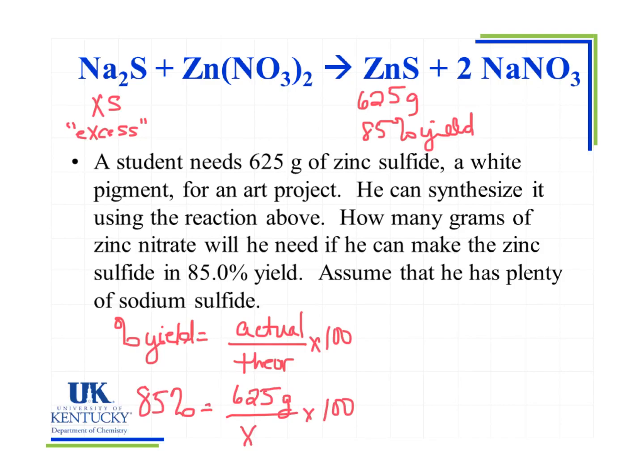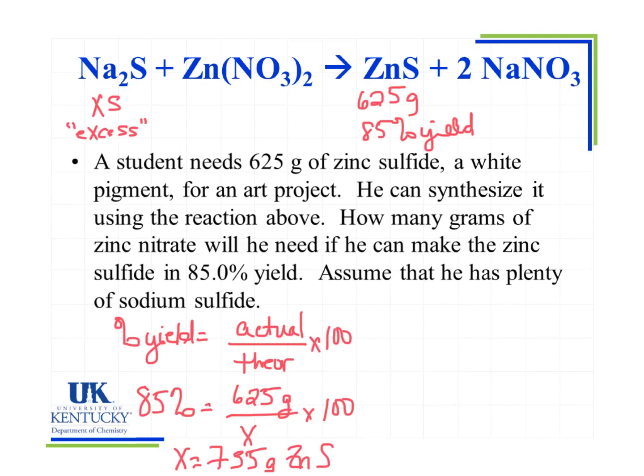So we know that X is going to be greater than 625. And when I do the calculation, I'm going to have to solve for that X. And I find that X is going to be equal to 735 grams. So that's how much I need to plan on making so that I end up with that 625, because my reaction is not going to go to completion.